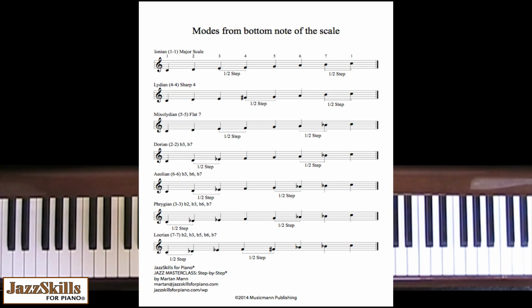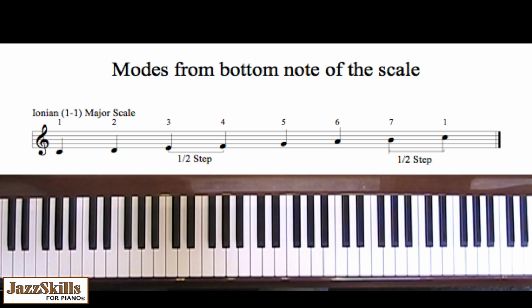Let's learn the modes. The way to learn the modes is to take one note and play all the modes from that note. So let me give you an example of what I mean. If I have a C major scale, I can use that scale to play over major chords. And it's a major scale. It's also called the Ionian mode.